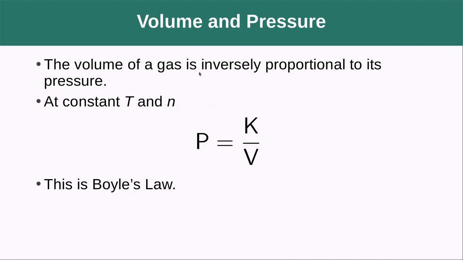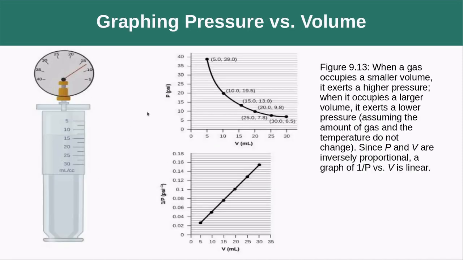The volume of the gas, though, is not directly proportional, but inversely proportional to its pressure. So at a constant temperature and number of moles, the pressure is going to equal some constant divided by the volume. This is known as Boyle's law, and if we graph it out, we're going to see this curved rational function, the 1 over x function that you may have learned about in your math courses. If we wanted it to be a line, we could always graph either 1 over P or 1 over V, and that's going to make it look like a proper straight line.